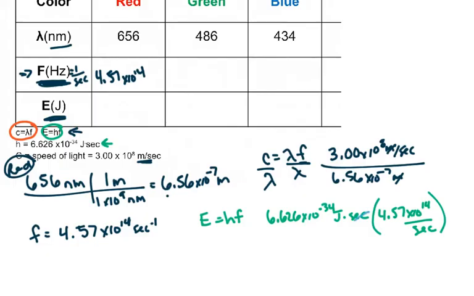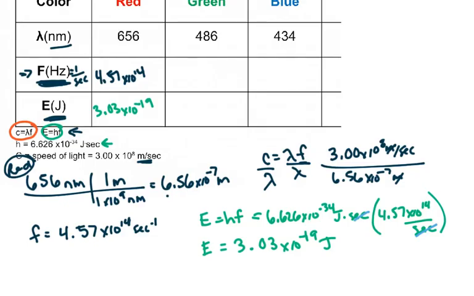So my seconds here cancel, and I'm left with energy in joules, which is good because those are the units for energy. And when I put that into my calculator, I get 3.03 times 10 to the negative 19. Again, negative 19 is very common for energy when it's in a visible light range. So I'm going to write my answer in here. So 3.03 times 10 to the negative 19.